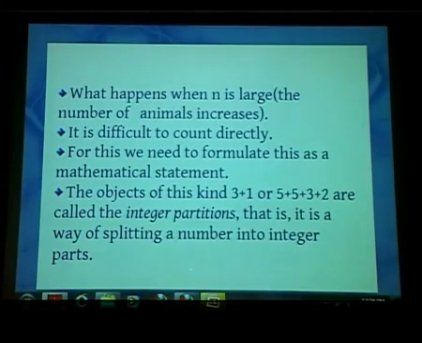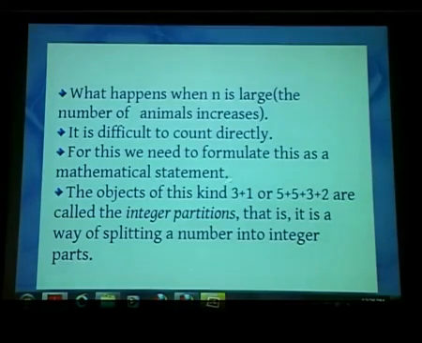So for a statement for all n greater than or equal to 1, can we count them, or can we give a formula, or can we say this is true for all n greater than or equal to 1? What do objects of this kind, 3 plus 1, 5 plus 5 plus 1, just lining up 5 things in the first row, 5 things in the second row, mean? These objects are called integer partitions. That is, given a number, it is a way of splitting that number into integer parts.